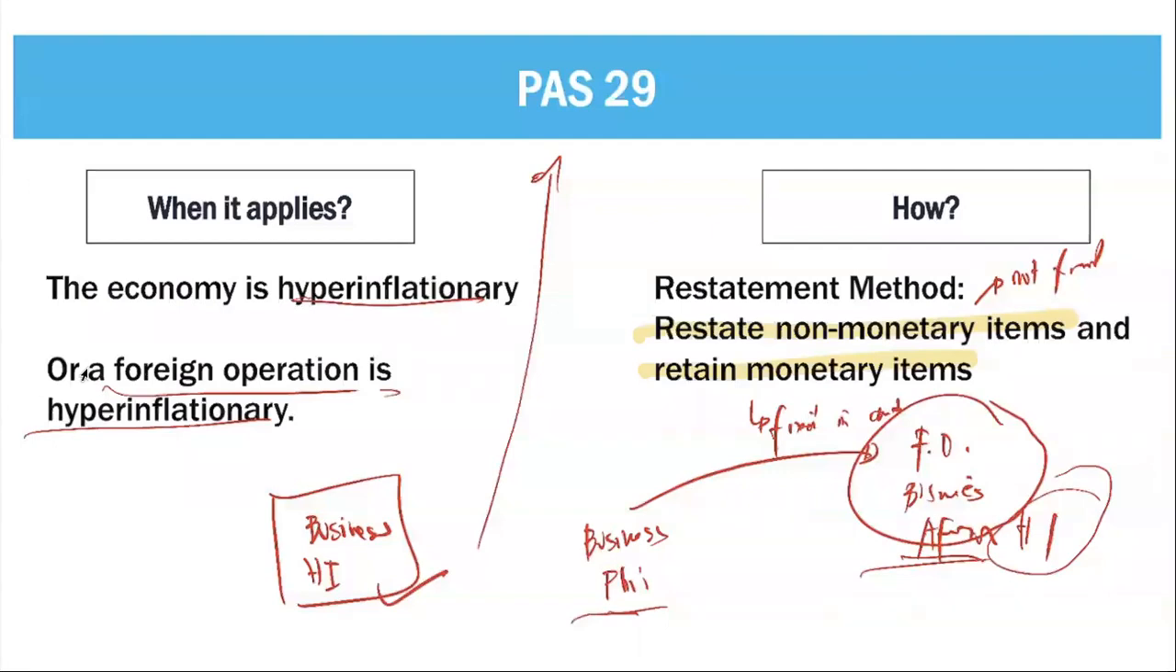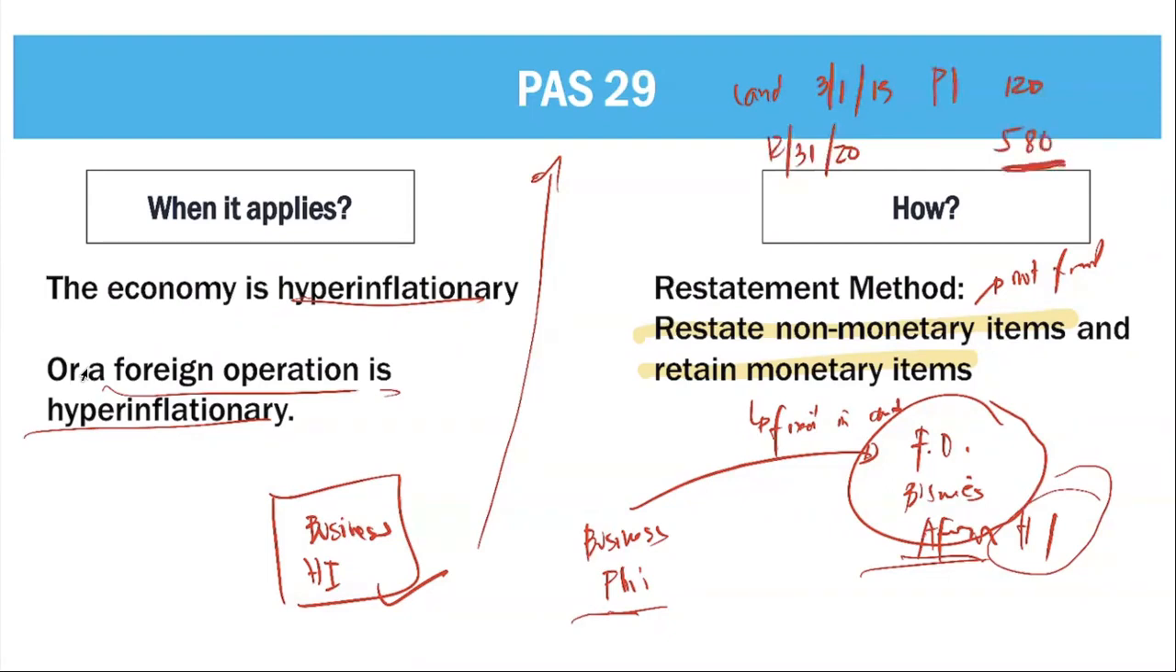So what we do is we restate it based on our previous purchasing index to our current purchasing index. For example, you have a land purchased on March 1, 2015. Today is December 31, 2020. So on March 1, 2015, the purchasing index is only 120. But now on December 31, 2020, the purchasing index is 580.